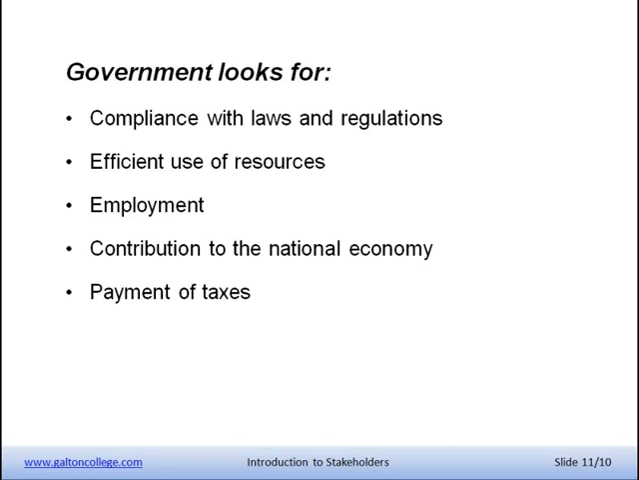The government is a stakeholder. It wants the company to comply with laws and regulations. It wants a sufficient supply of resources and for the resources to be used efficiently. It wants employment in the area. It wants the company to make a contribution to the national economy. It wants the company to pay tax. So there are many stakeholders.